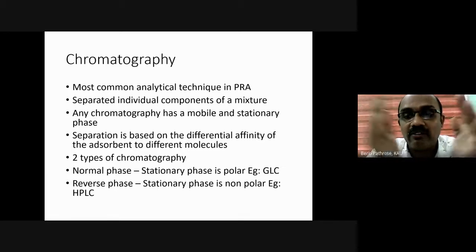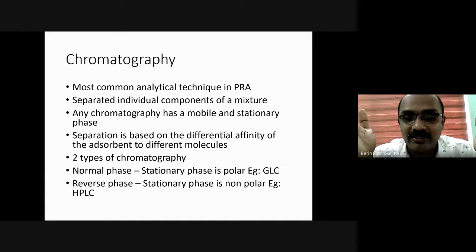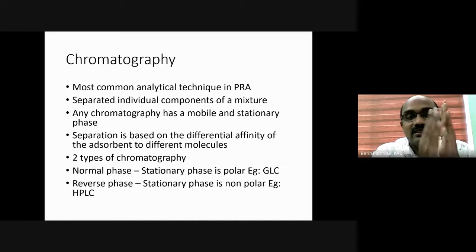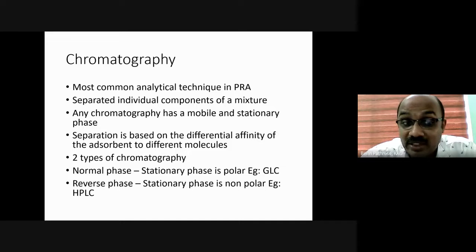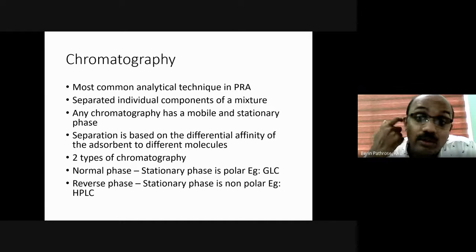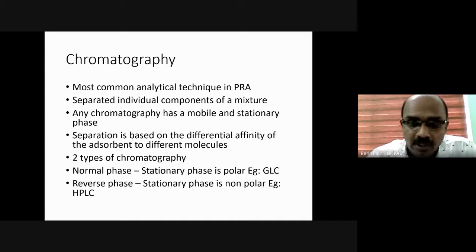That means if you have a mixture of 400 pesticides and inject it into chromatographic equipment, their technique will individually tell, yes, this is pesticide 1, 2, 3, 4 till 400. Individually separate it out. So that's the advantage of a chromatography tool. Any chromatography will have two phases, one mobile phase and another one is a stationary phase.